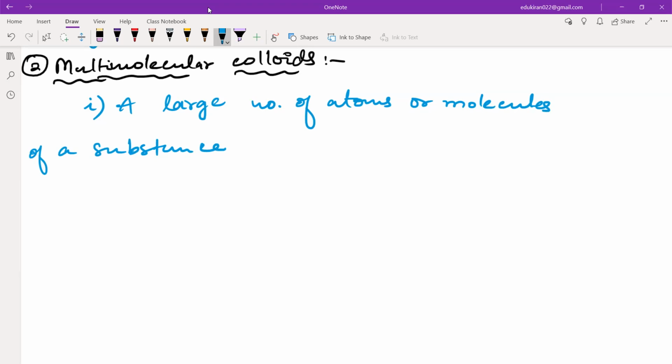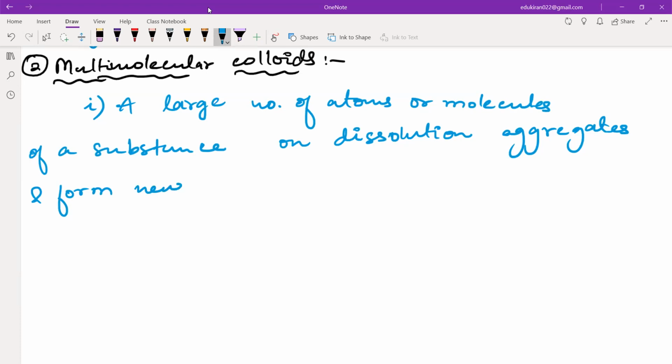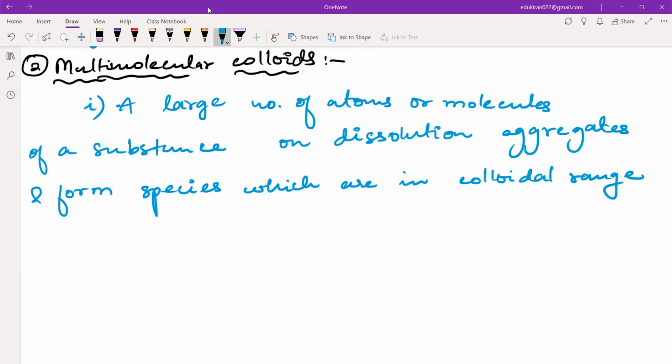A large number of atoms or molecules of a substance on dissolution aggregate and form new species which are in the colloidal range. That means we are dissolving it. Okay, so what do we have?